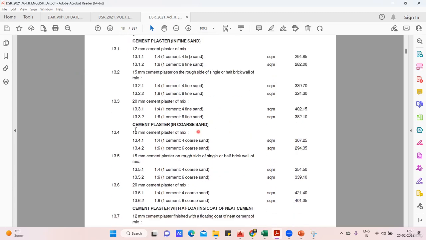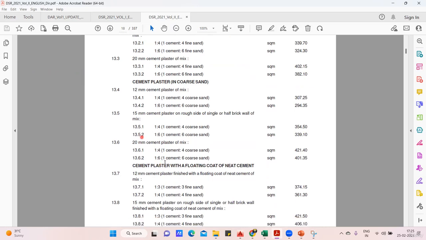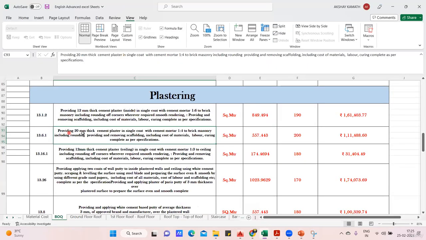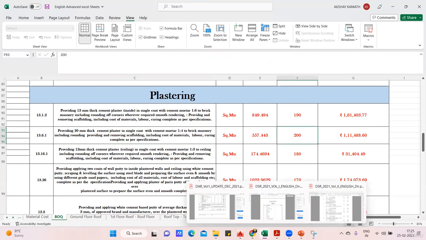But here generally for 20 mm plastering we'll go with the 1:4 ratio, and the rate is 421. So what I have done in the BOQ, I did the same thing, providing 20 mm thick cement plaster in single coat of mortar 1:4 to brick masonry. Rate I have taken 200.